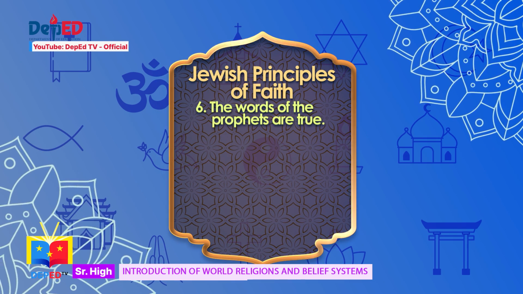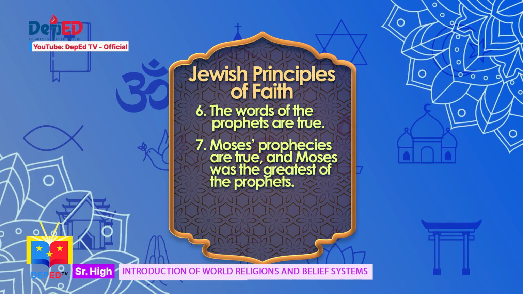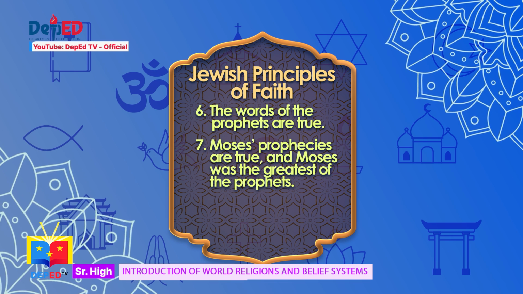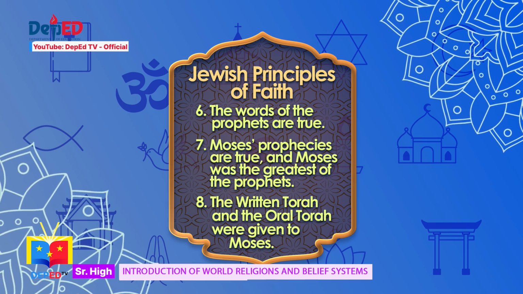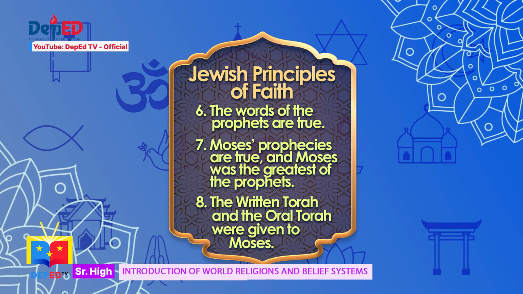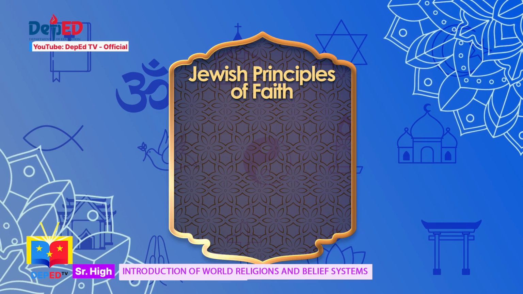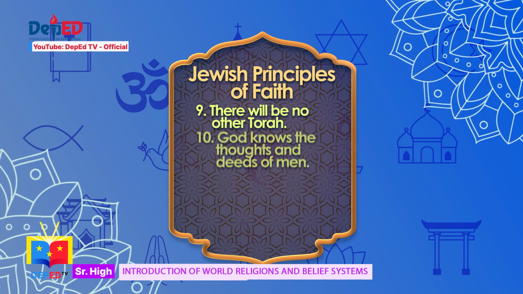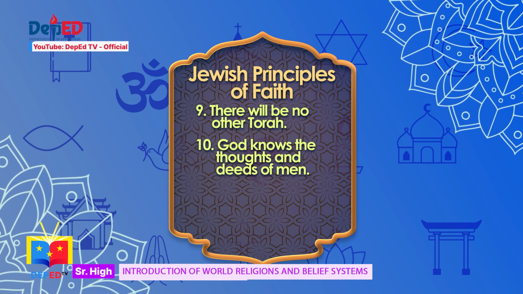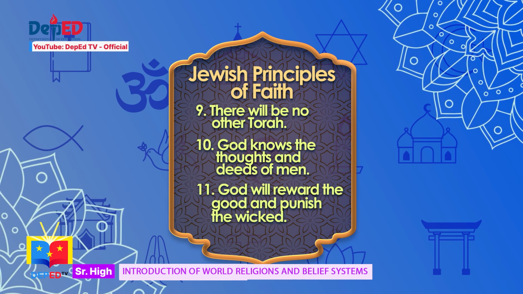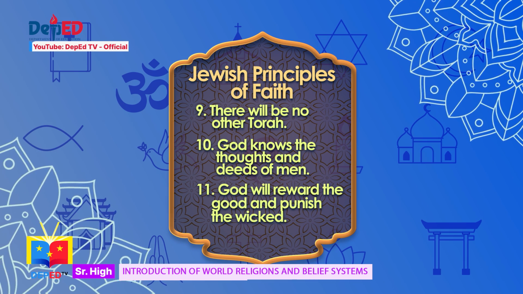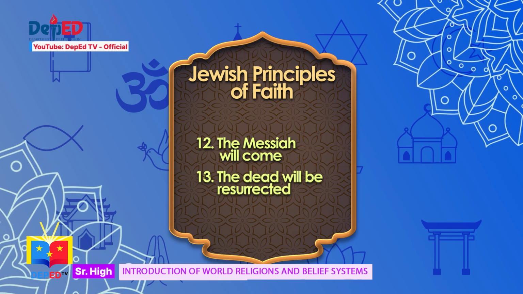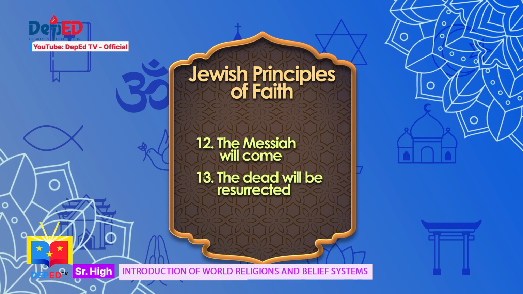The words of the prophets are true. Moses' prophecies are true, and Moses was the greatest of the prophets. The written Torah and the oral Torah were given to Moses. There will be no other Torah. God knows the thoughts and deeds of the men. God will reward the good and punish the wicked. The Messiah will come. The dead will be resurrected.